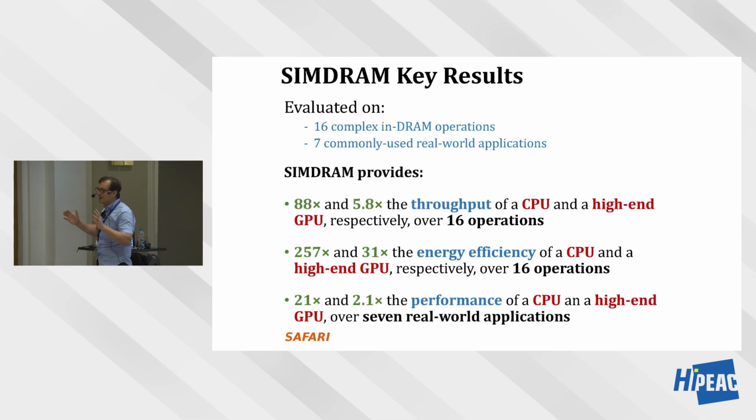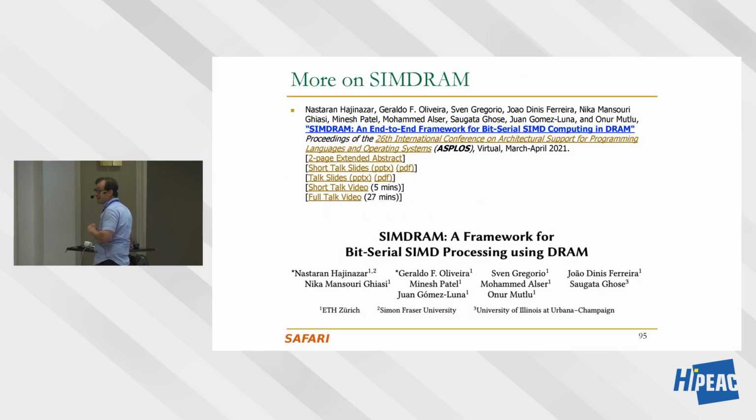And again, without going into a lot of details, there's a lot of detail in the paper, and this source code is online, as we will see in the next version. By doing this, we can implement many different complex DRAM operations. We can implement, for example, neural network inference, etc., using the substrate. And we see significant throughput and energy efficiency improvements, as well as performance improvements compared to both CPUs and high-end GPUs.